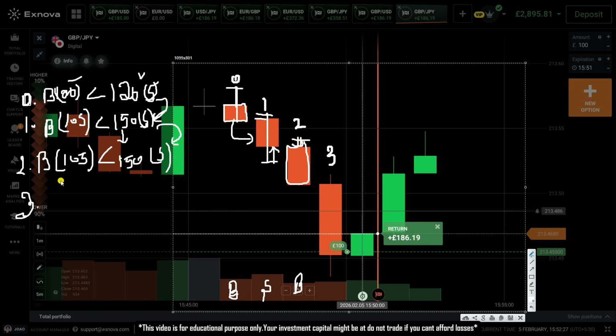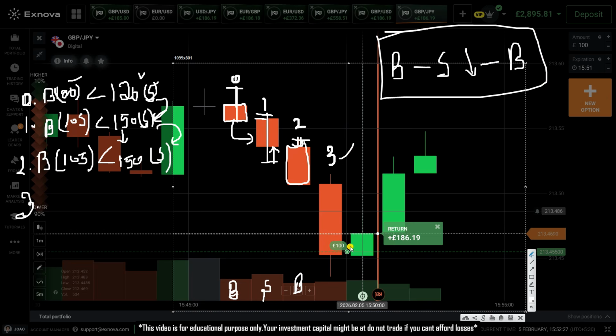Now let us go back to the buyers. So what have the buyers done? Buyers have to do something to the sellers so that they come in as buyers. Right? So this thing was done at candle number 3. So what happened at candle number 3?